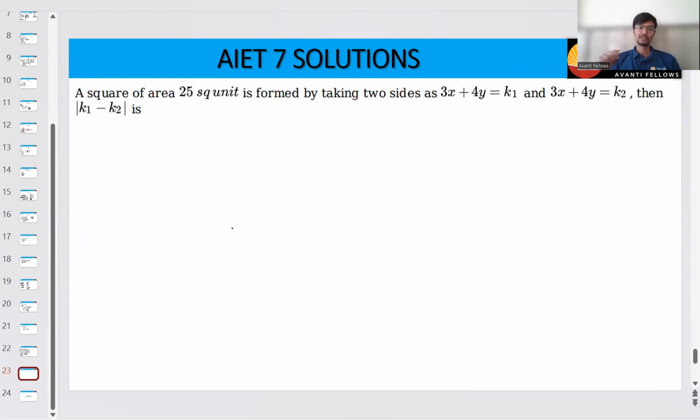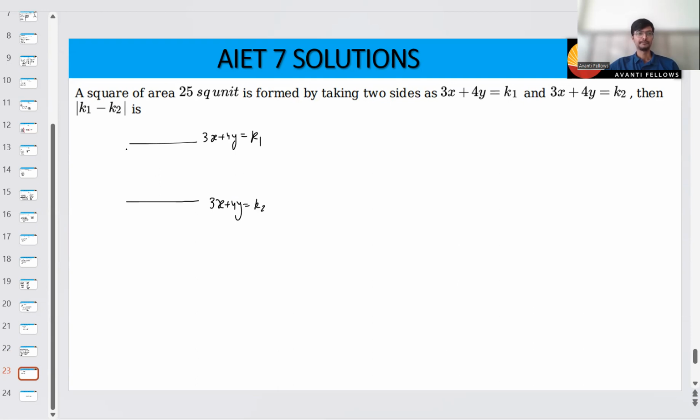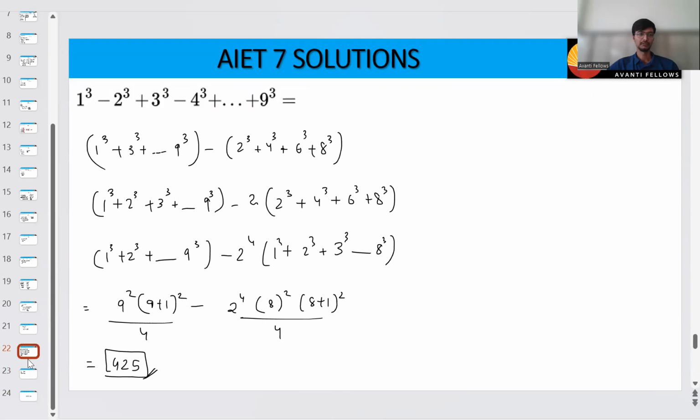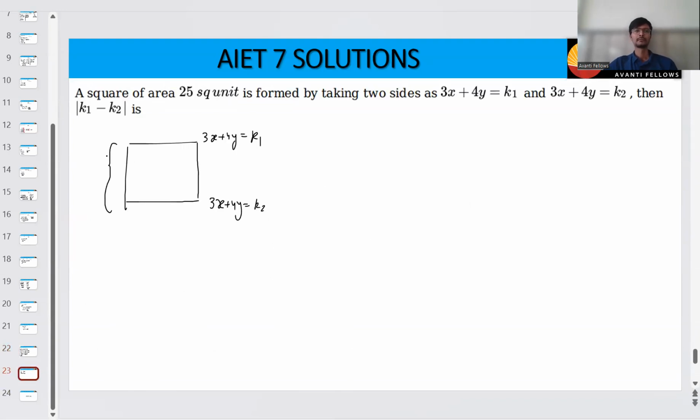Let's see the next. A square of area 25 square units is formed by taking two sides as this. Now, if you see, the lines are parallel. So, similar sum we did here, right? This is 3x plus 4y equals k1. This is 3x plus 4y equals k2. Here we have a square. And this distance is given 5, because it's a square and it's having an area of 25 square meters. That means each side is 5. So the distance between k1 and k2 is 5. So I can easily write mod of k1 minus k2 is 5. Simple as that. This is my answer.